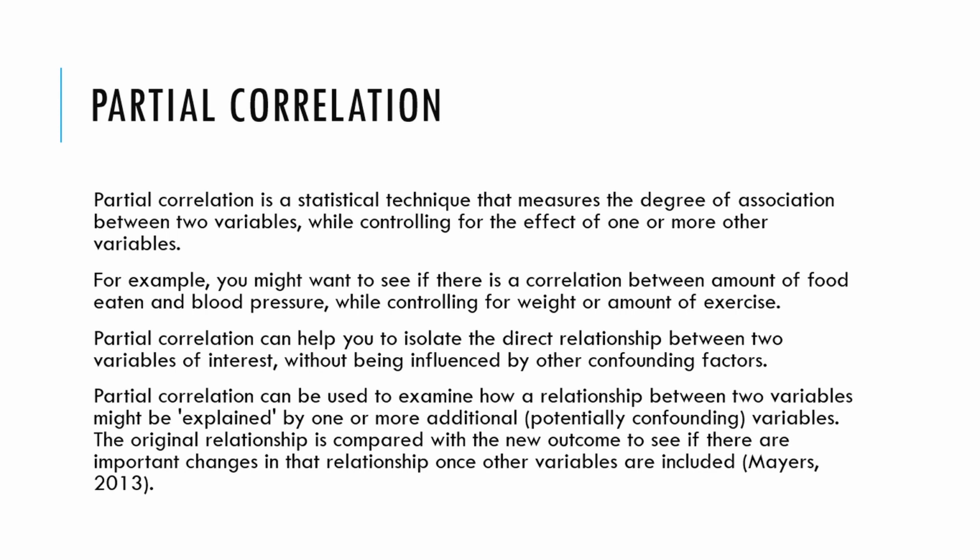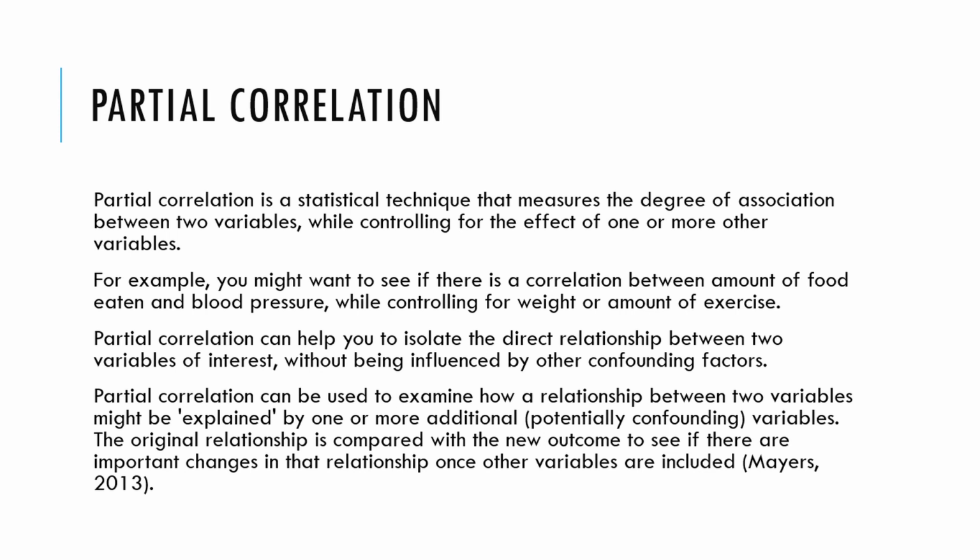Partial correlation is a statistical technique that measures the degree of association between two variables while controlling for the effect of one or more other variables, and these other variables are called confounding variables. For example, you might want to see if there is a correlation between amount of food eaten and blood pressure while controlling for weight or amount of exercise.